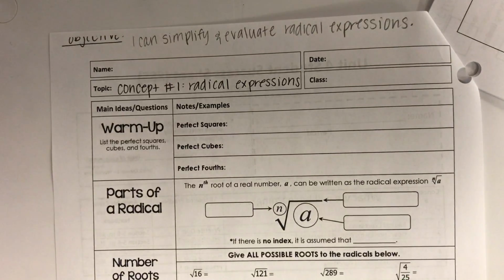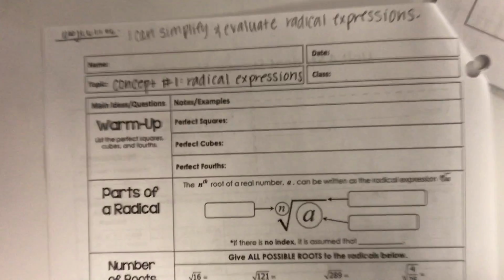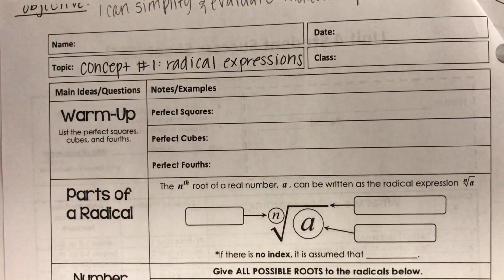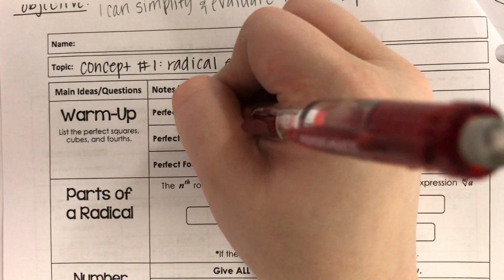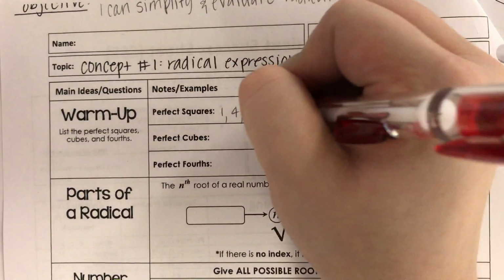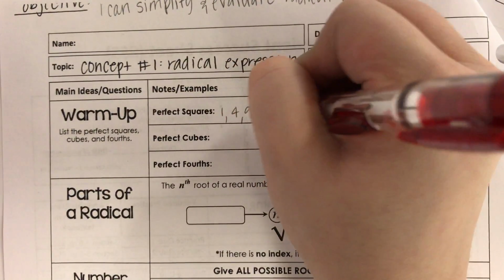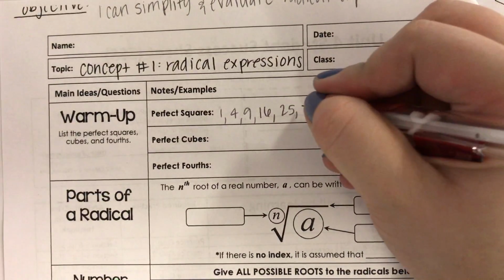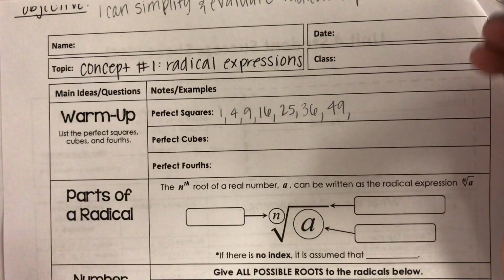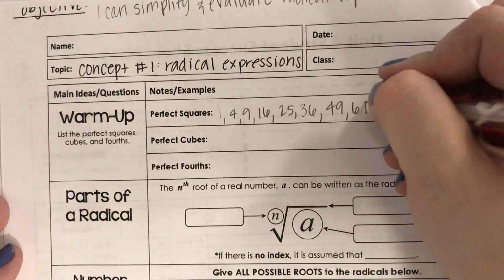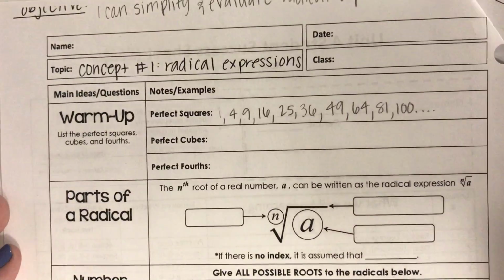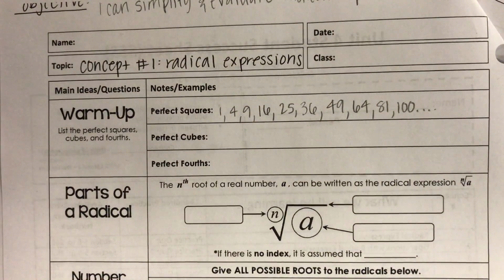Warm up. List the perfect squares, cubes, and fourths. Let me drop this down so we can see a little bit better. Perfect squares are numbers that, so 1 times 1 is 1, 2 times 2 is 4, 3 times 3 is 9, 16, 25, 36, 49. I also have these on my wall in my classroom. 64, 81, 100, on and on. Okay. These are pretty easy.